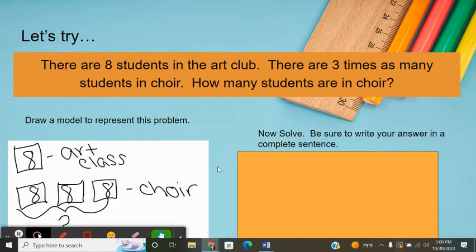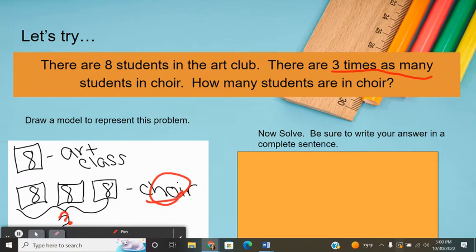All right. Does your model look like mine? I have 8 that represents the art class, the 8 students in art class. And then I have 3 times as many. Right here, 3 times as many. So I have 1, 2, and 3. So there would be 8 in each of these because there would be 3 times as many. And my question mark is my unknown. I'm looking to see how many are in choir.